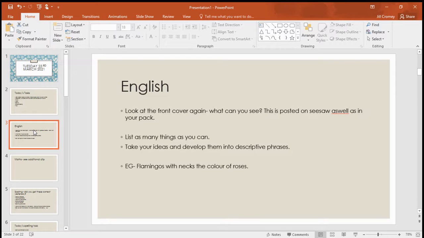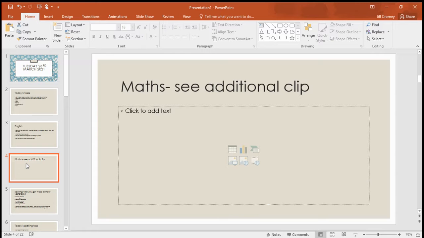Okay, you can either do that on Seesaw or you can do it on the task sheet that's in your pack. Think about how descriptive you can make it. Can you think of some really descriptive words? You can use your iPads or your tablets to try and find synonyms to really up-level that work. Can you use some Alan Peake sentences as well?